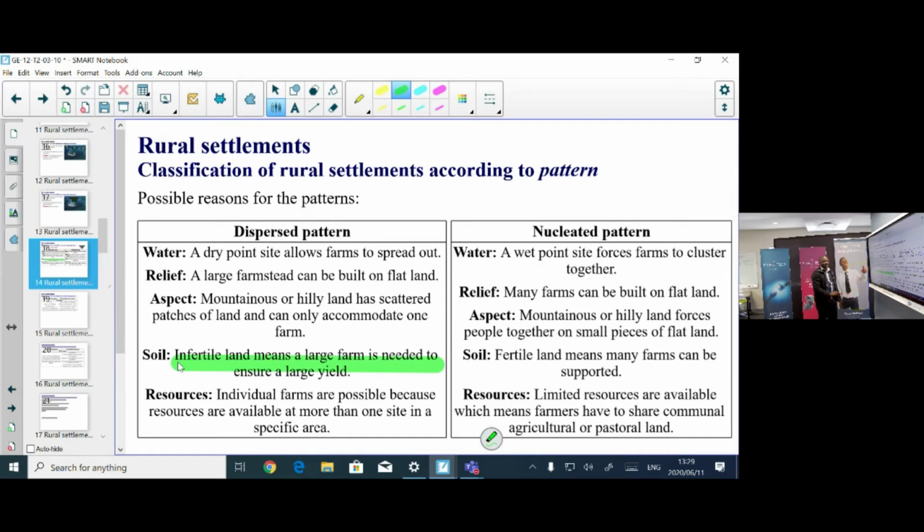Aspect, mountainous or hilly land forces people together on small pieces of land. Then soil, fertile land means many farms can be supported. And resources, limited resources are available, which means farmers have to share communal, agricultural, or pastoral land.